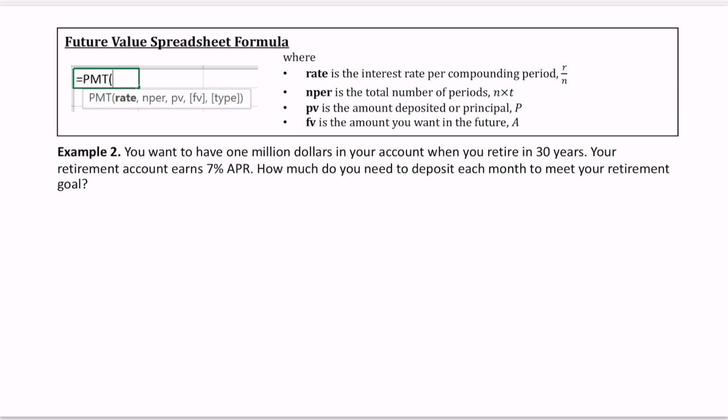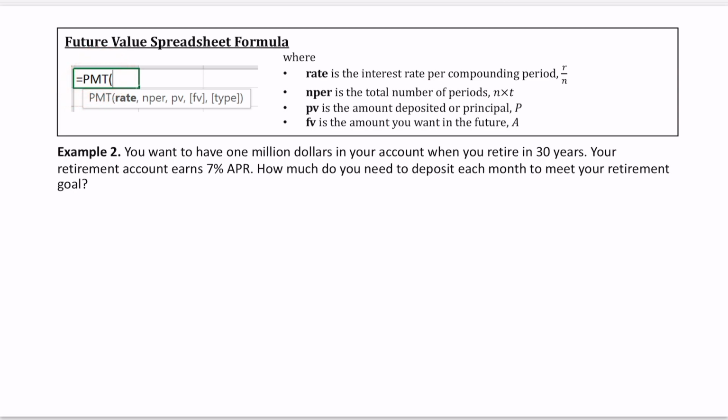So in this case, we have a goal that we want, and we know how many years we want to take to reach that goal. We don't have a current amount that we want to pay. We don't have a present value we want to make. We want to try and reach our goal by making monthly payments. So in this case, we're going to use the payment formula.